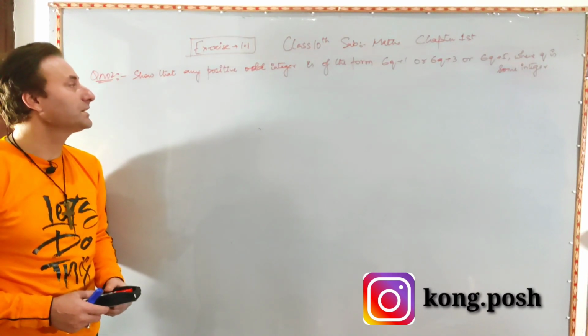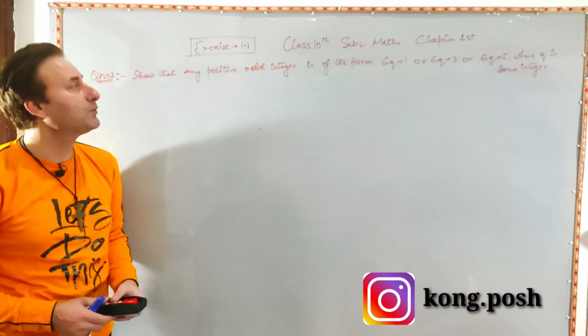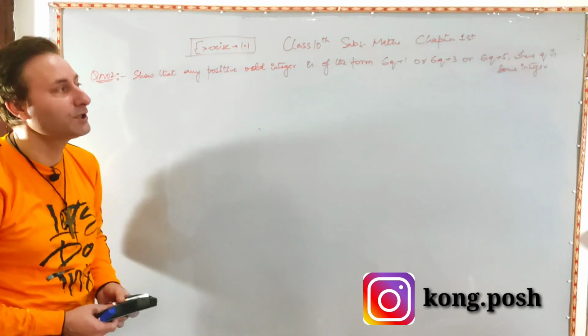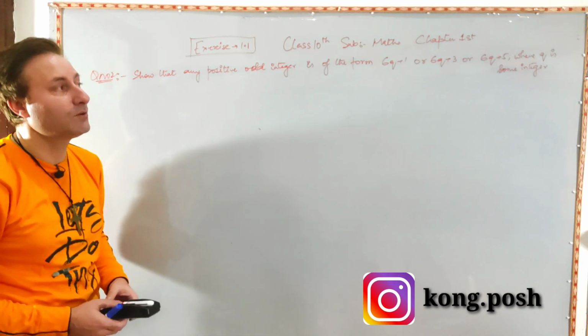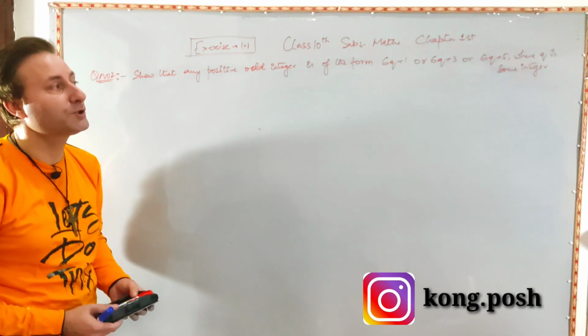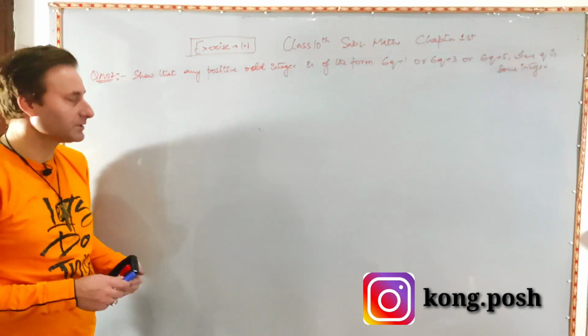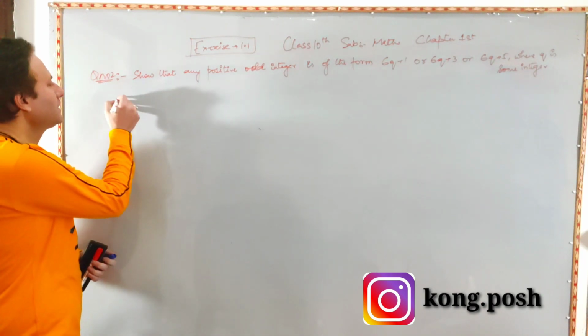Alright guys, so our second question is, show that any positive odd integer is of the form 6q plus 1, 6q plus 3, or 6q plus 5, where q is some integer, right? So this question is very easy. Let's start the question.